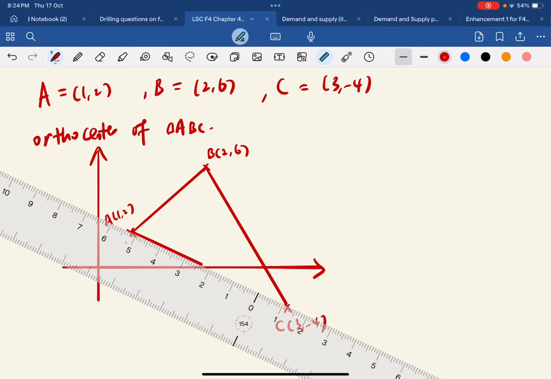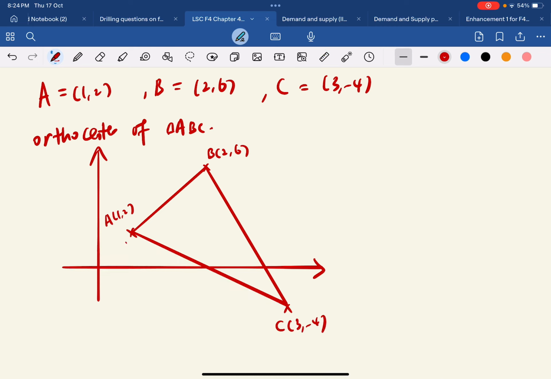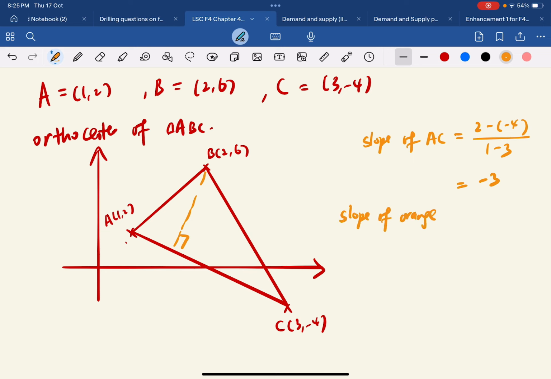Then you draw the height first. So this will be one of the heights, right, from B to AC, so we can find the equation of this first. The slope of AC is (2 minus -4) over (1 minus 3), which is -3. That means the slope of the orange line, like this one, is 1 over 3, because perpendicular.